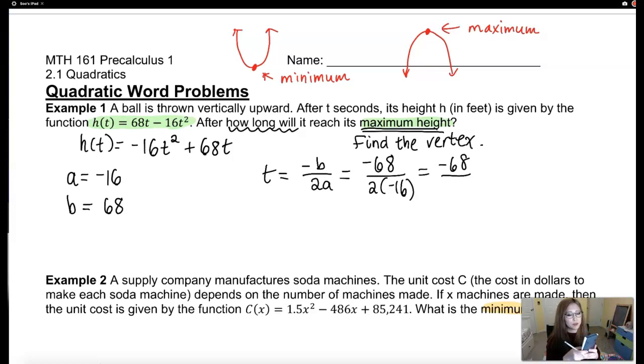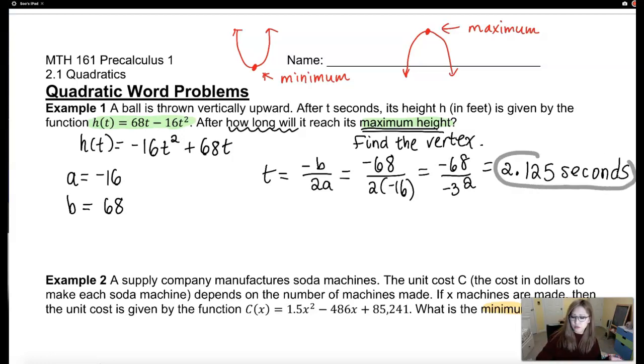On my calculator, 2 times negative 16 is negative 32. And let's divide. 68 divided by 32 is 2.125. And what does t stand for? Time, right? 2.125 seconds. What we really have to be careful about is, you know how the vertex has 2 numbers, right? The x coordinate and the y coordinate. So they may be asking for the x coordinate or the y coordinate. So we have to read the problem again and make sure that we answer the question. They said, after how long will it reach its maximum height? I can say after 2.125 seconds, it's going to reach its maximum height.